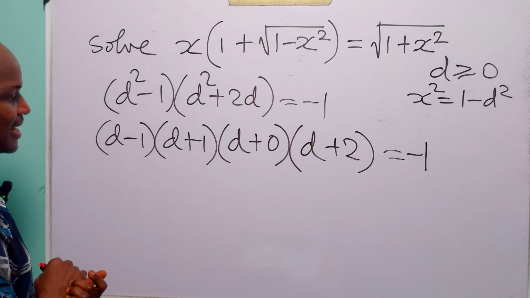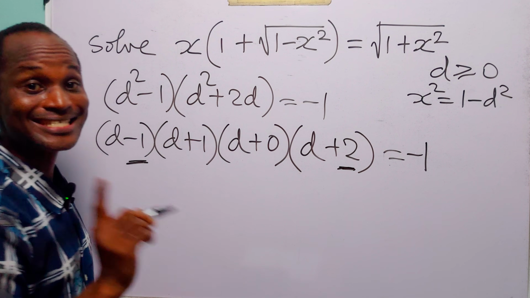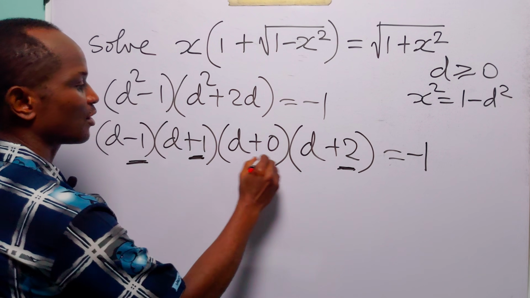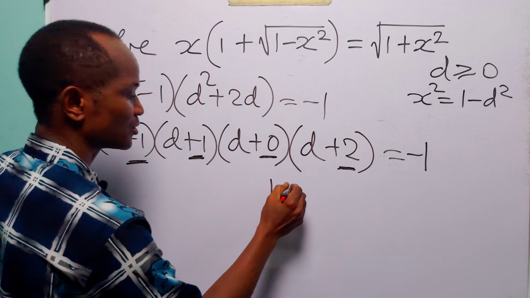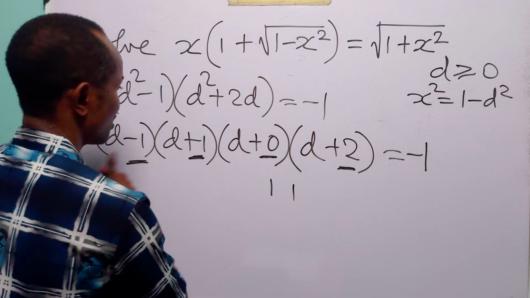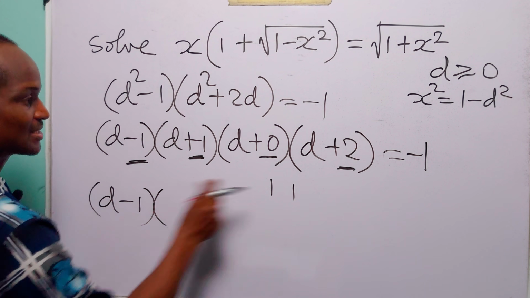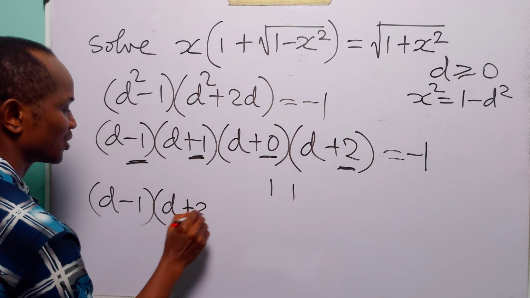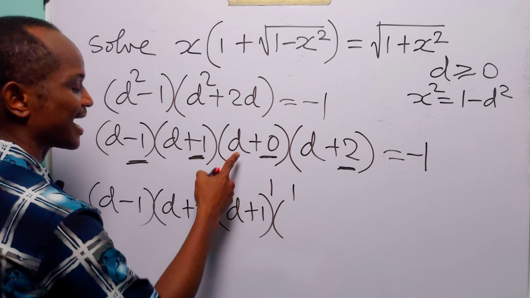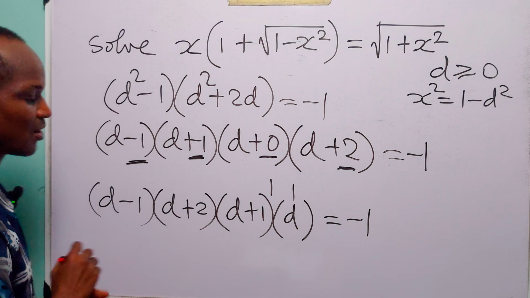Now, notice that minus 1 plus 2 is equal to 1, and plus 1 plus 0 is also equal to 1. So let us rearrange these brackets on the left-hand side. We have (d minus 1) multiplied by (d plus 2), and then we have (d plus 1) multiplied by d, and this is equal to minus 1.